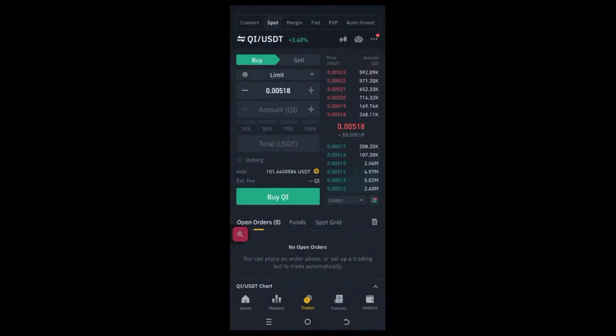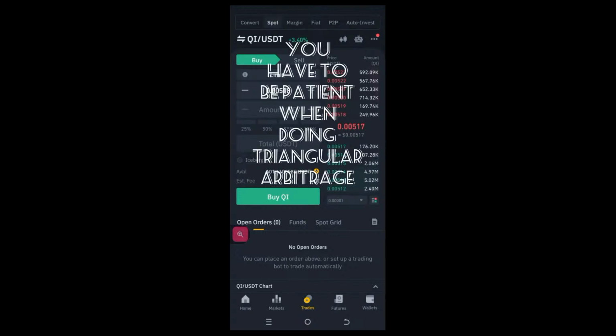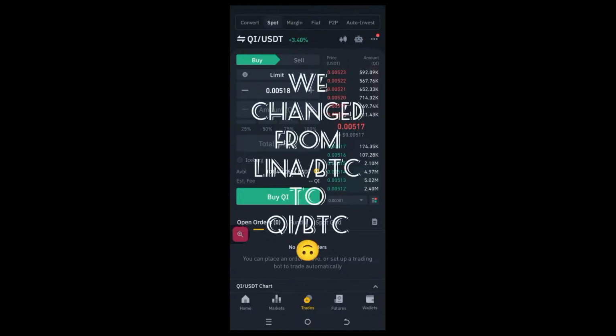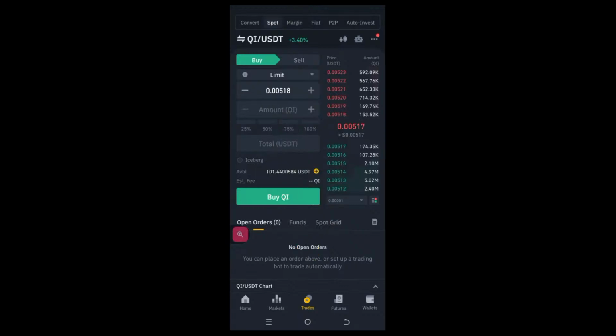Anyways, but let me tell you something. You're doing triangular arbitrage. You've got to be patient, because you never know when it's going to come out. And the reason why this took quite long, about 9 days, was because of the bloodbath that happened, and we had to change from Lena BTC. Remember, go all the way, change to QIBTC, and then now sell for profit in QIUSDT. So it took a long roundabout journey, but eventually we arrived at profit.